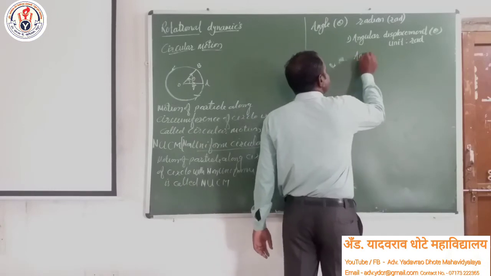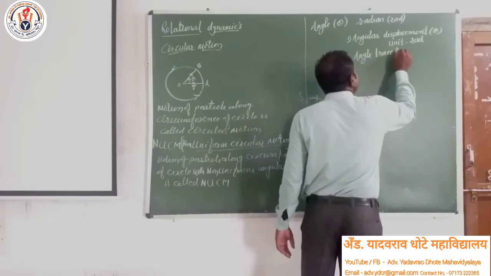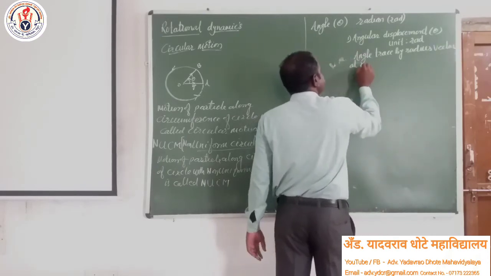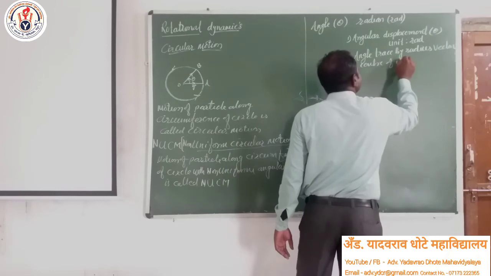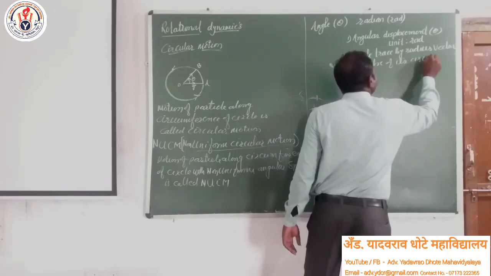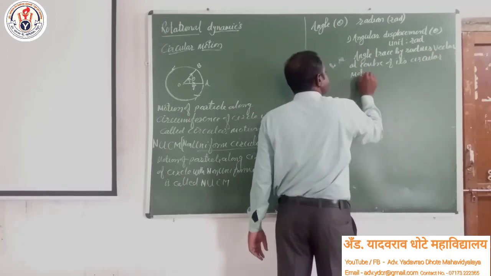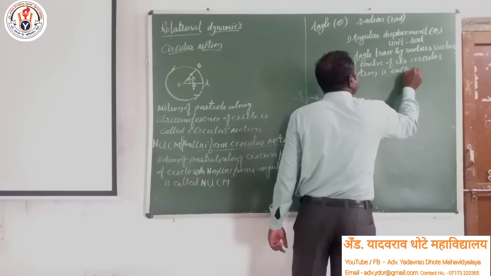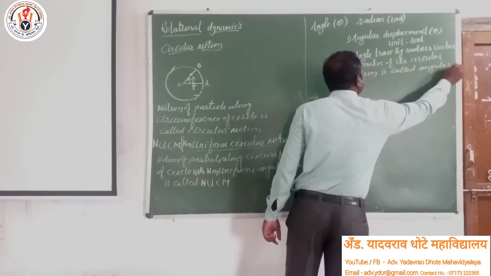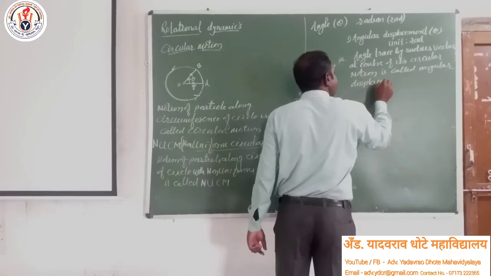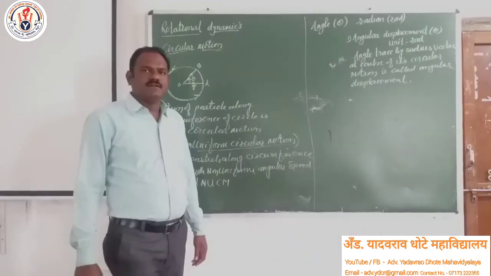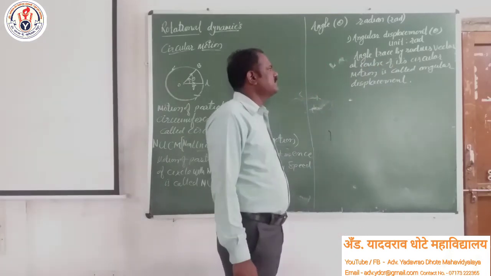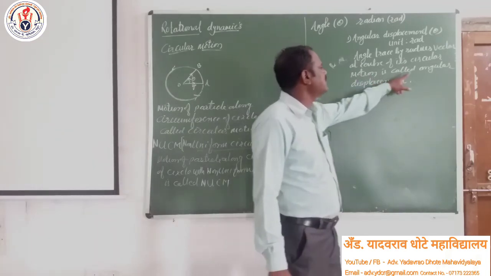So angle traced by radius vector at the center of its circular motion is called angular displacement. So this is about the angular displacement. Angle traced by the radius vector at the center of its circular motion is called angular displacement.